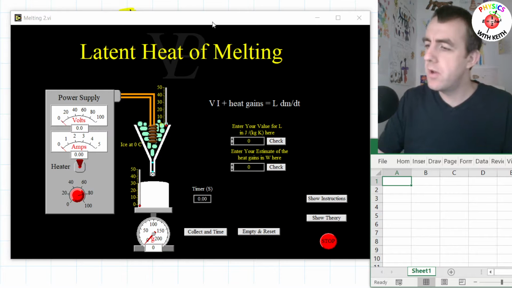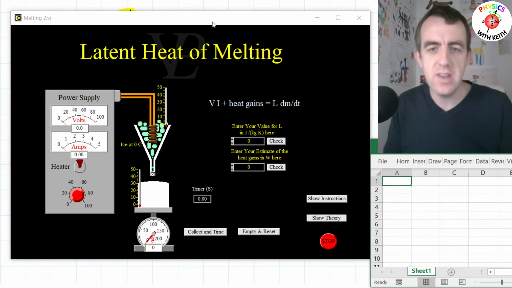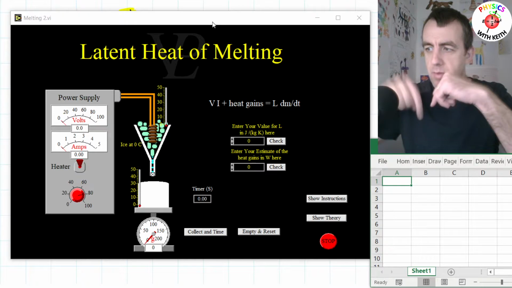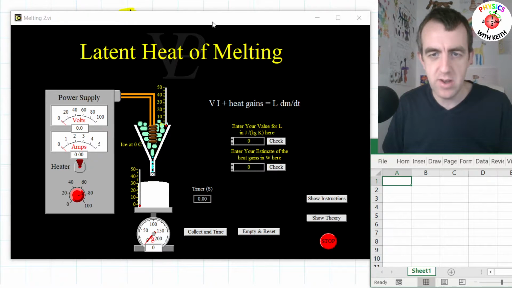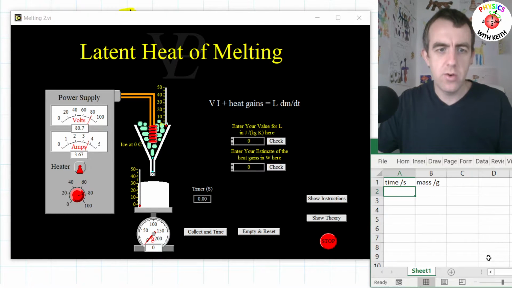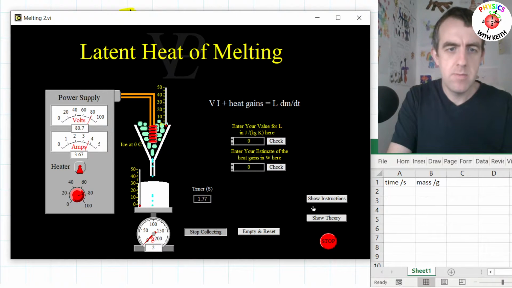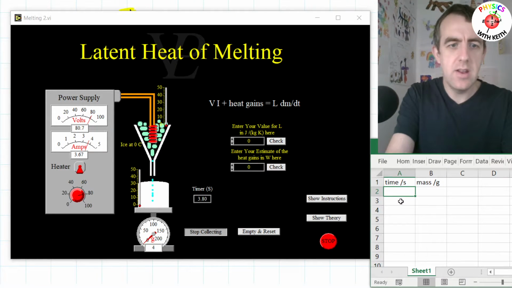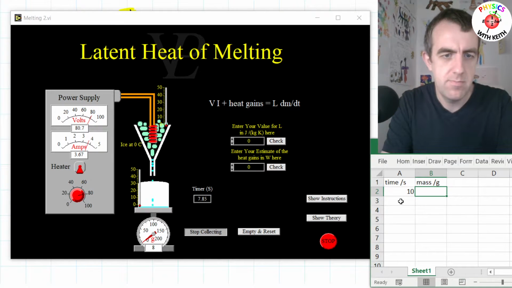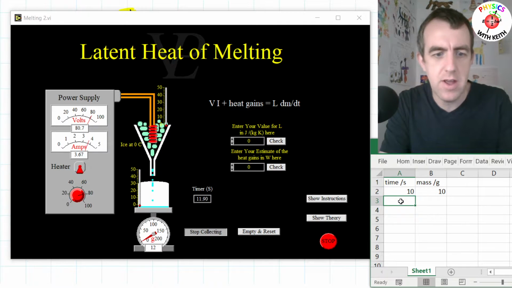People who know me will know that I'm a big fan of spreadsheets, so I'm going to record the data from my experiment below in this little spreadsheet window. So let's switch the heater on and let's start recording our data. Collect and time. And so in 10 seconds we will have collected. Let's just keep watching. I made that 10 grams.